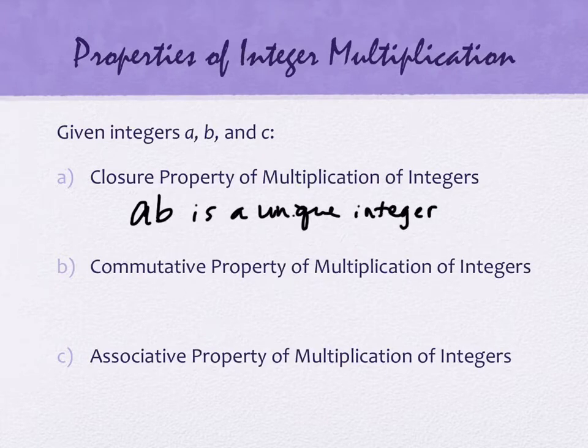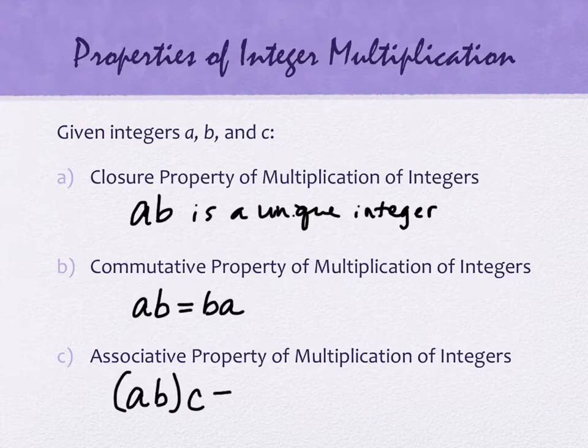Right? I can't do 5 times 3 and somehow end up with a fraction, or 7 times 6 and end up with a square root. It doesn't happen. Integers multiply to give us other integers. The commutative property says that when I multiply A times B, it's the same as multiplying B times A. Associative, if I multiply A times B times C, it's the same however we regroup differently.